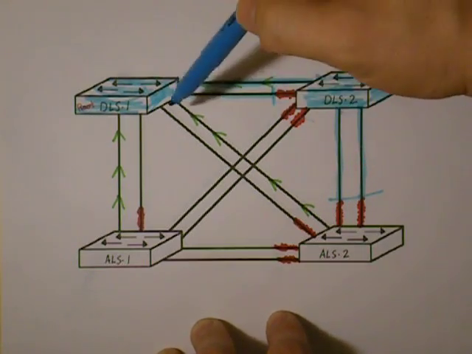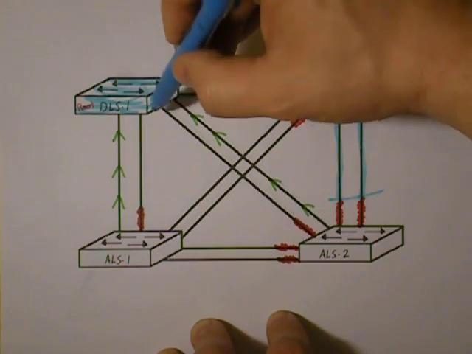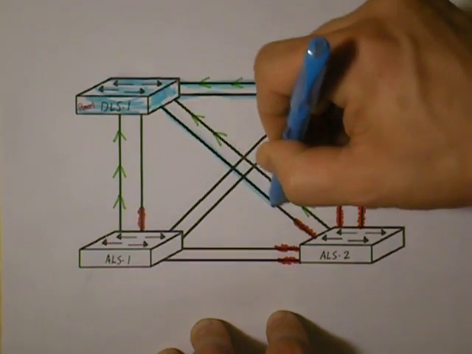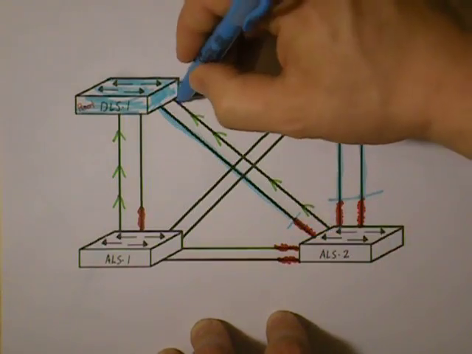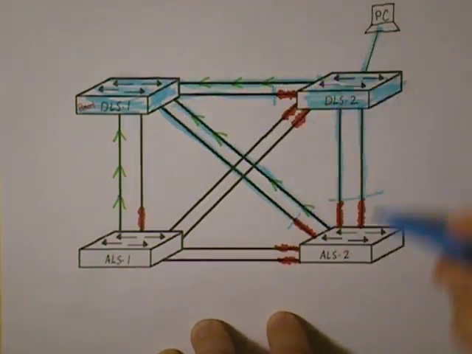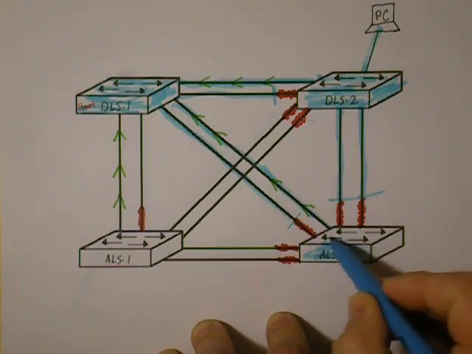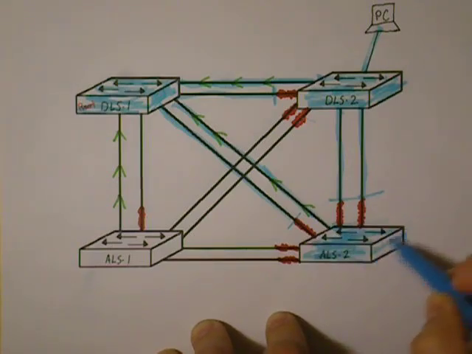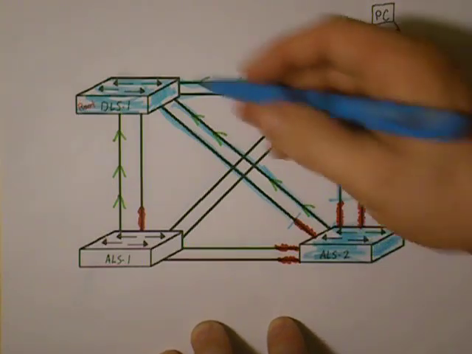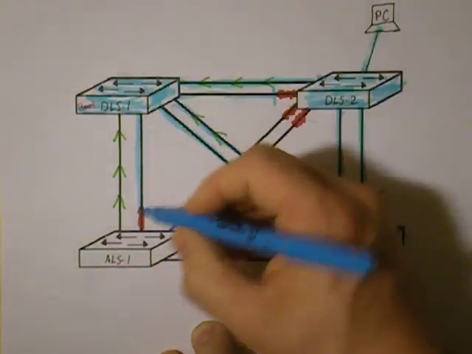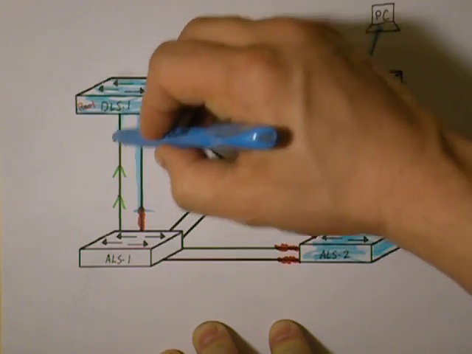Shut down, won't do it. Ship it out this one, which is shut down. And this one. ALS2 gets it again. Says, woohoo, I've got a broadcast. Can't do anything with it. Shut, shut, shut, shut. Okay. So we'll send it out here. Shut down. Send it out here.